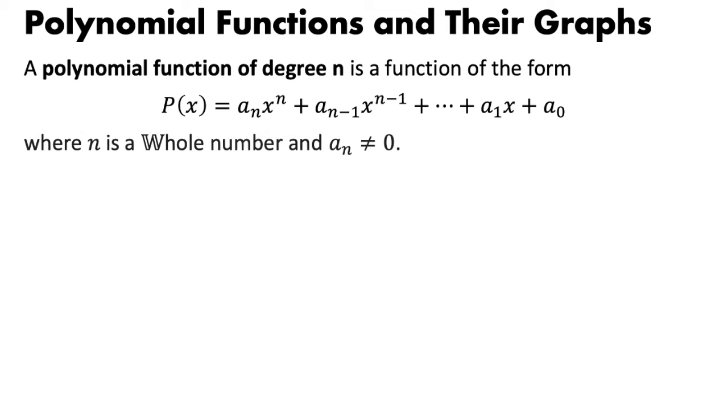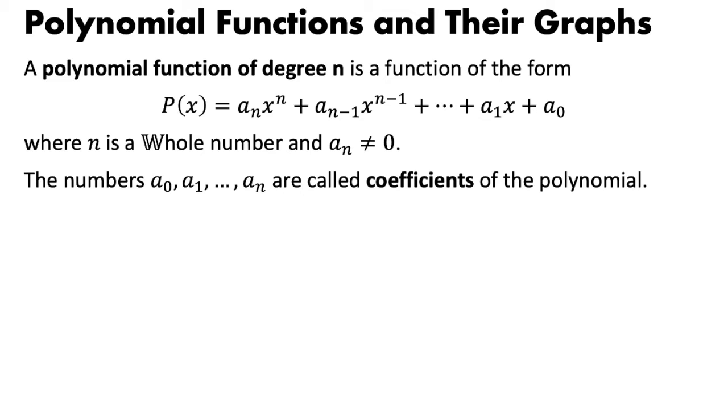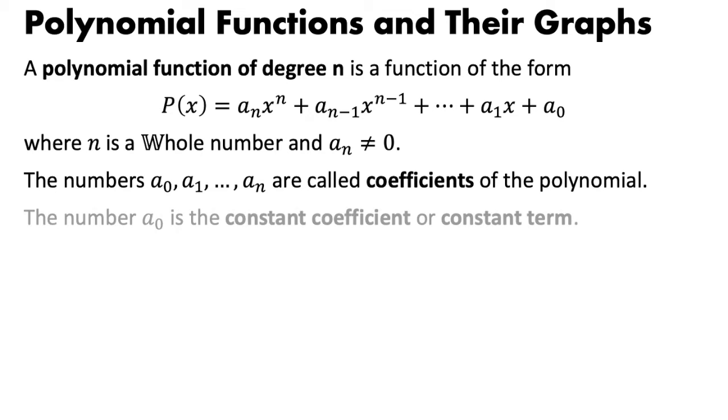Section 3.2, Polynomial Functions and Their Graphs. A polynomial function of degree n is given by p of x, where all the exponents are whole numbers and a sub n is not equal to 0. a sub 0, a sub 1, and all the way through a sub n are called coefficients of the polynomial, and a sub 0 is the constant coefficient or the constant term.